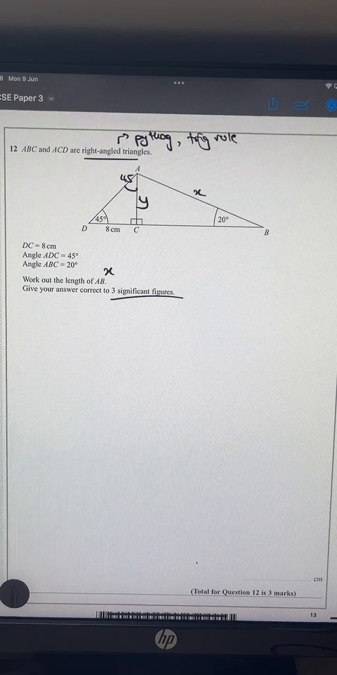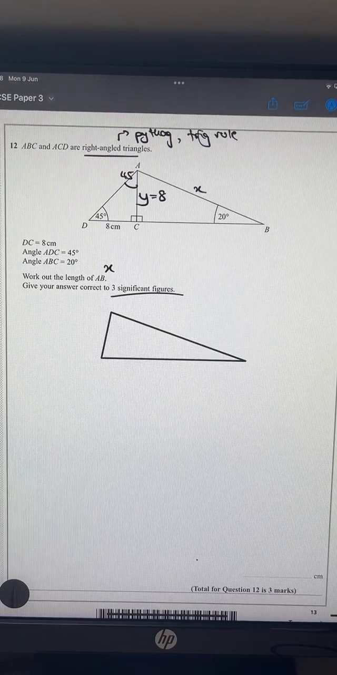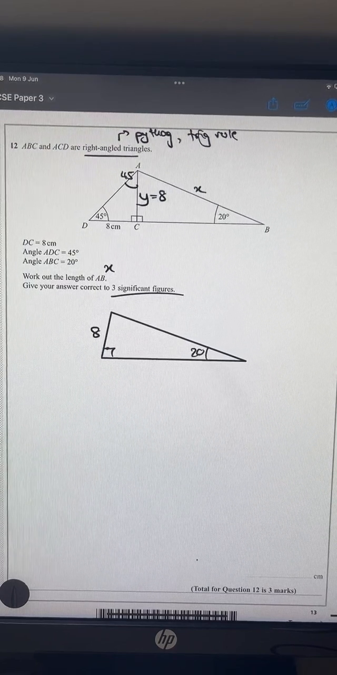All right, so this is 45 and this is 45. That means that this is an isosceles triangle. So y would also be equal to 8. So now I've got this triangle here, my big triangle. This is 90. This is going to be 8. And this is 20. Oh, what'd you know?